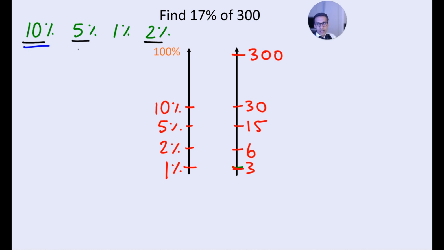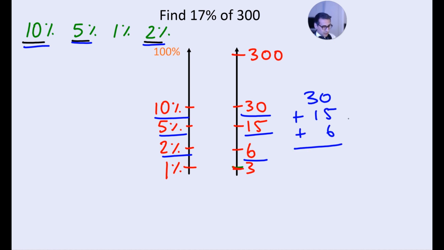So now we're just going to add the values that we said we were. So 10, 5, and 2, which is 30, 15, and 6. 30 plus 15 plus 6. So 30 plus 15 is 45. 45 plus 6 is going to give you 51. So 51 is our answer.